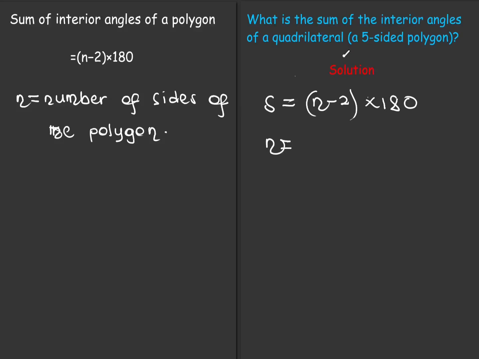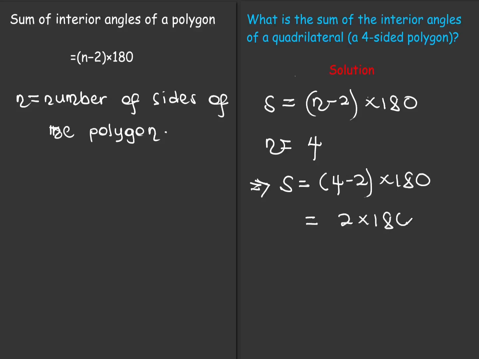So from the question, a quadrilateral is a 4-sided figure, as you see over here. So our n is 4. This simply implies that our S, which is the sum of interior angles, is going to be 4 minus 2. That is, we are substituting n to be 4. So 4 minus 2 times our 180. 4 minus 2 gives us a 2. So we have 2 times 180. Now our sum of interior angles is going to be 2 times 180, which gives us a 360 degrees.